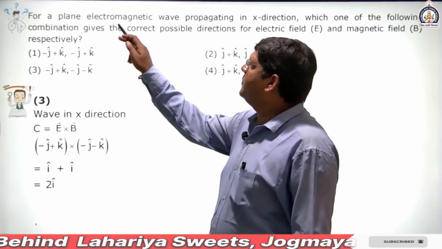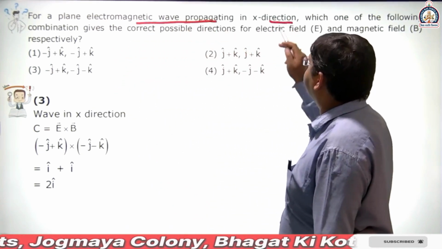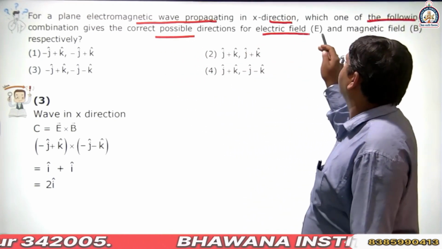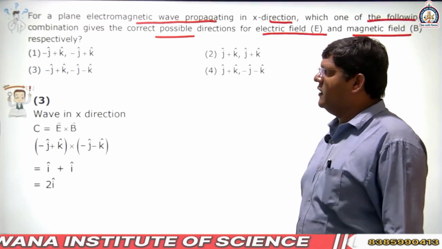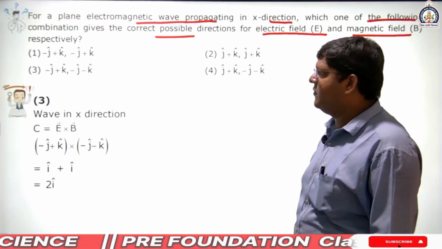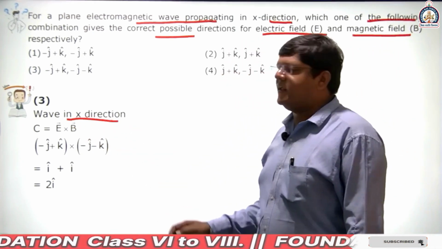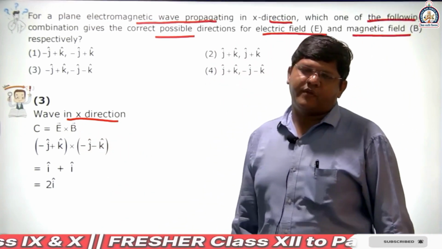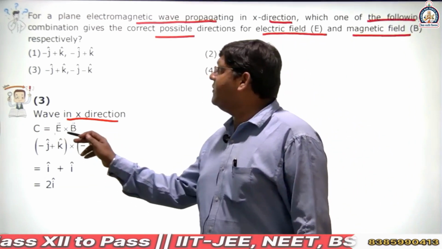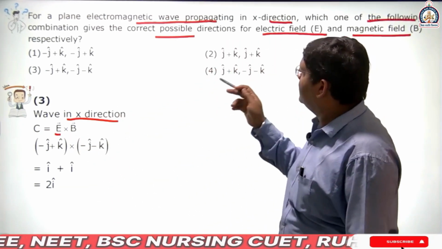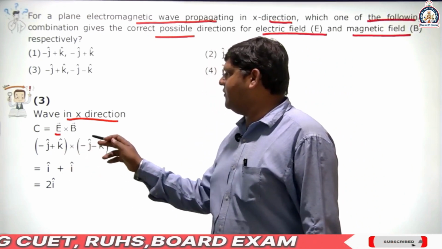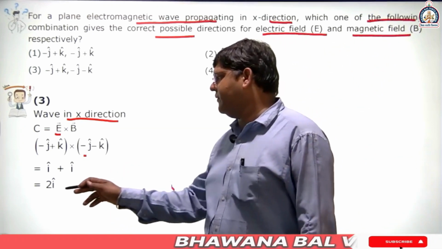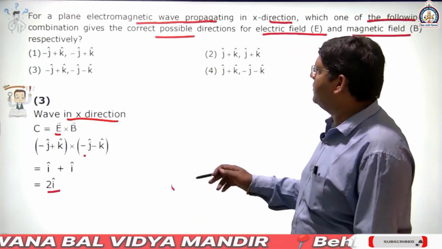The next part says a plane electromagnetic wave is propagating in the x direction. Which one of the following combinations gives the correct possible direction for the electric field and magnetic field? We have to predict the electric field and magnetic field. We know the electric field and magnetic field are related by the speed of light, so C is equal to E cross B. The value of E is given as minus j plus k, and for B, minus j minus k. By just applying the rules of cross product, we get 2i. That is our required option.